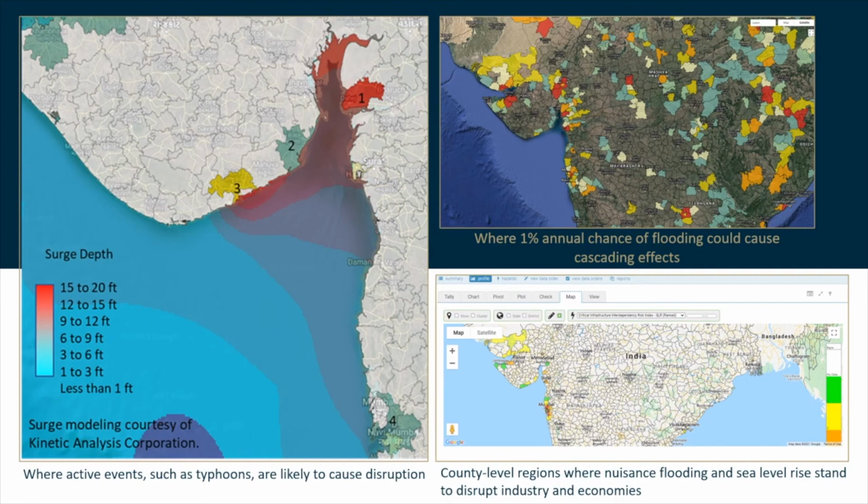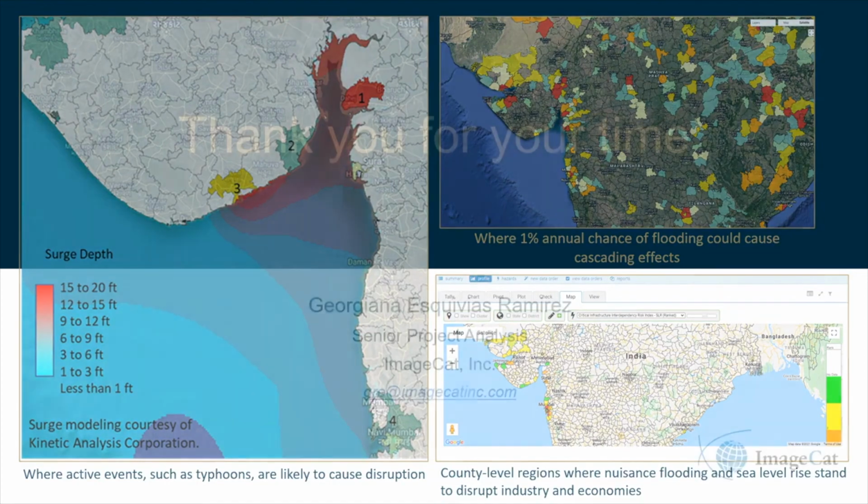Hazard is incorporated through a probabilistic approach, while the vulnerability is embedded in damage functions. The Critical Infrastructure Interdependency Risk Index allows us to compare or rank different regions according to their risk to supply chain disruption. It also highlights regions where more in-depth analysis is required.